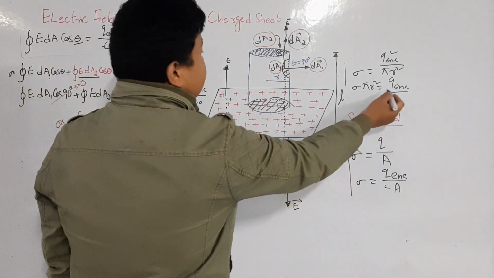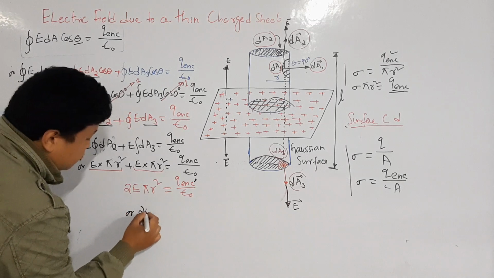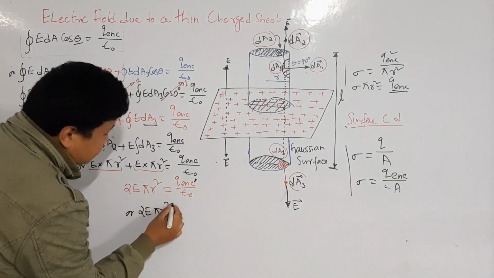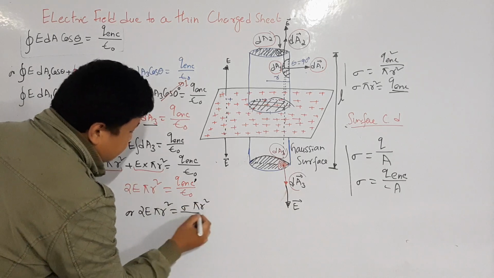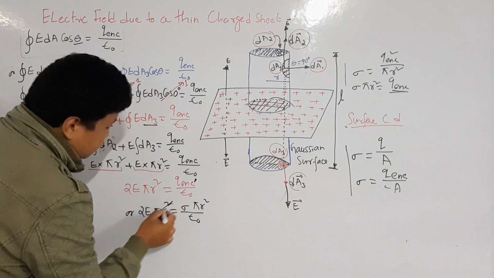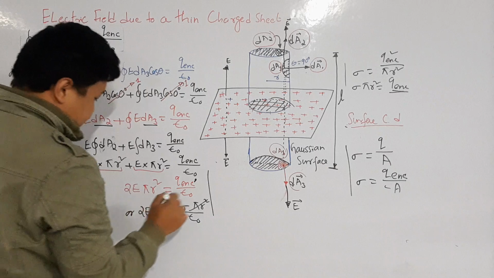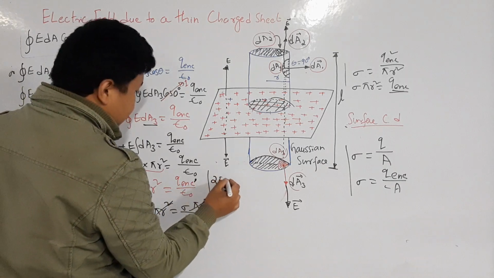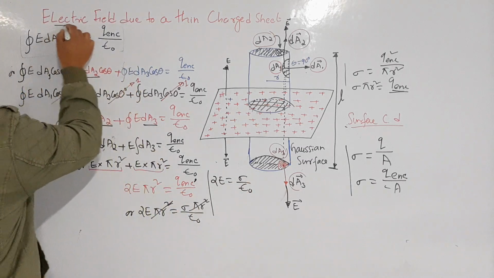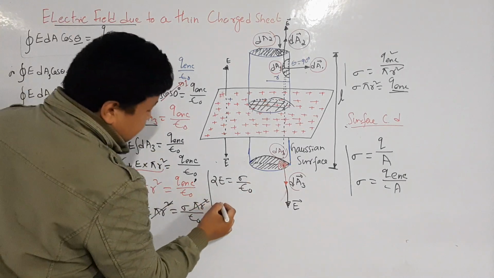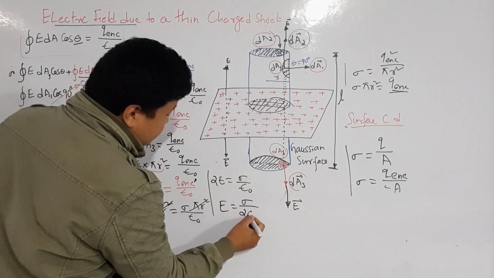Then I got the value of charge enclosed. I will put it here, so I will get 2E pi r square is equal to sigma pi r square divided by epsilon naught. See this one, pi r square cancels. Then what do I get? I will get 2E is equal to sigma by epsilon naught. And what are we doing? We are finding the electric field. So electric field is equal to sigma by 2 epsilon naught.